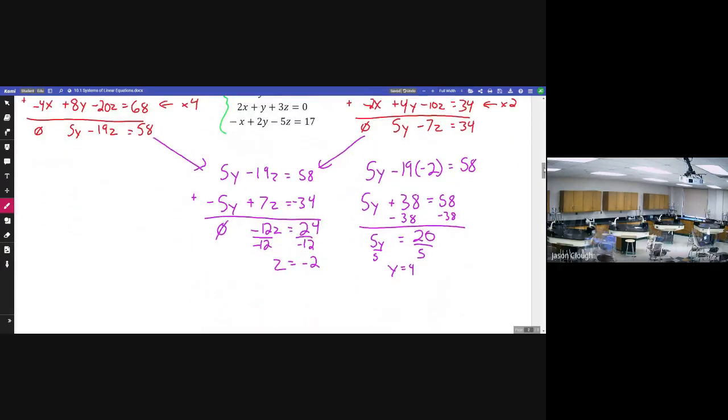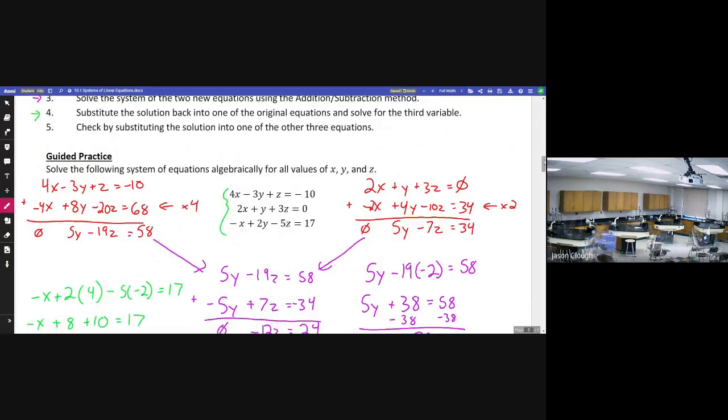Doesn't matter which one I pick. I'll pick the negative x one. So y was 4 and z was negative 2. And let's solve for x. So we get negative x plus 2 times 4, which is 8, plus negative 5 times negative 2, which is plus 10. Negative x plus 8 plus 10 is 18 equals 17. Subtract the 18 over, and I get negative x equals negative 1. Divide both sides by negative 1 to get rid of the negative in front of x, and I get x equals 1.